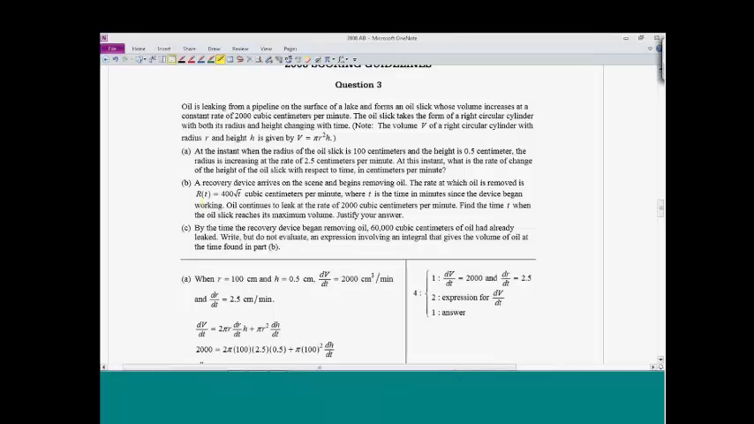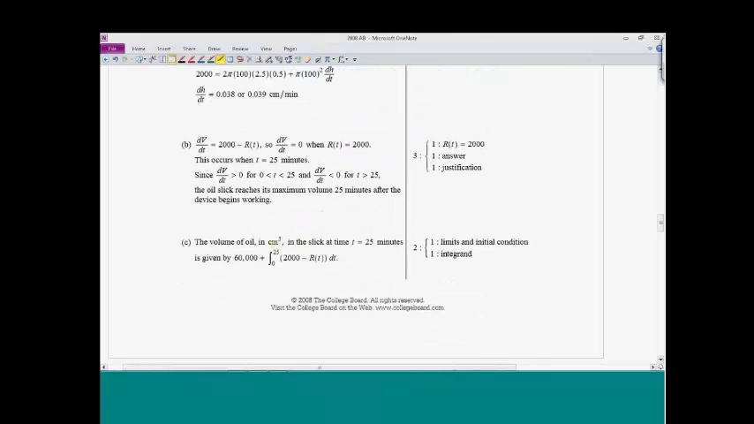Okay? And then they came to Part C, where it says, by the time the recovery device begins removing oil, 60,000 cubic centimeters of oil had already been leaked. Write, but do not evaluate, an expression involving an integral for the volume of the oil at the time found in Part B. So again, they are asking you for an amount. You should be looking around for a rate to integrate. So let's go down and see what happens there.